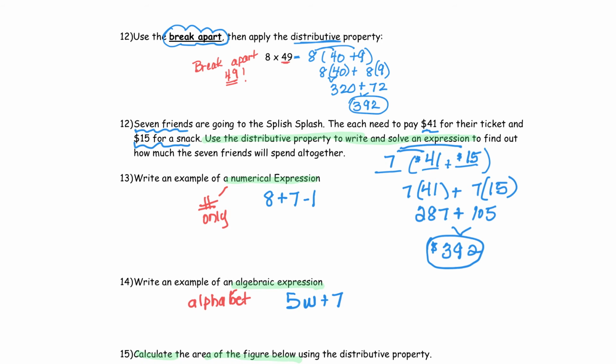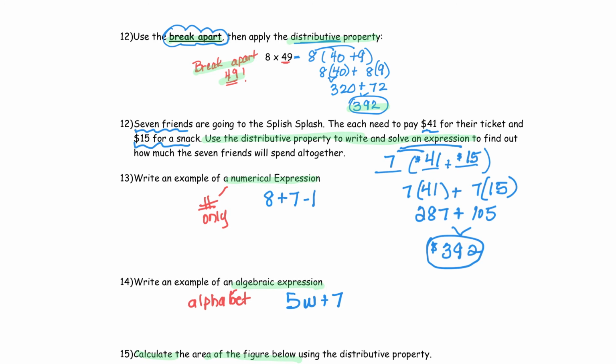On the next page, number 12, use the break apart, then apply the distributive property. So the first thing you want to do is break apart that 49. So how does that look? It's 8 times 40 plus 9, and then we go ahead and we apply the distributive property for a final answer of 392.